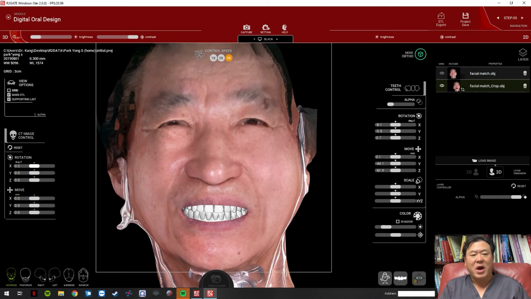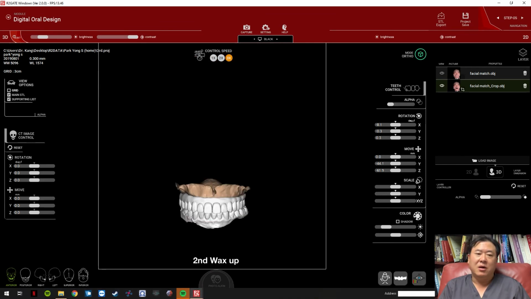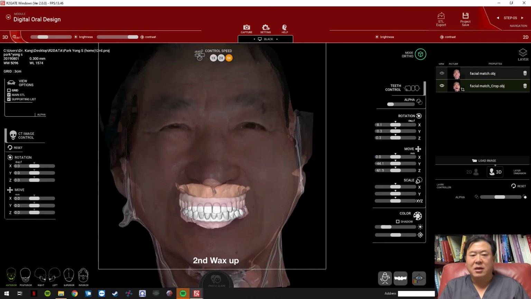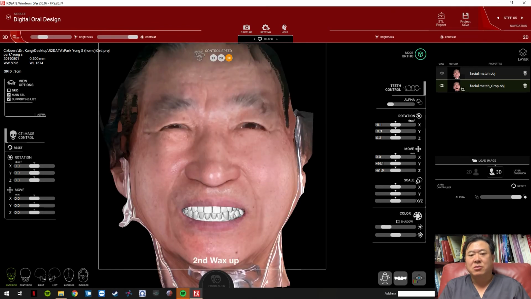My technician's wax up was rejected by me this time. Again, the second wax up was rejected by me again because it was still occluding with the lower teeth. Completely independent upper teeth is a new concept for any technician, and I decided to do the virtual wax up by myself for the first time here.